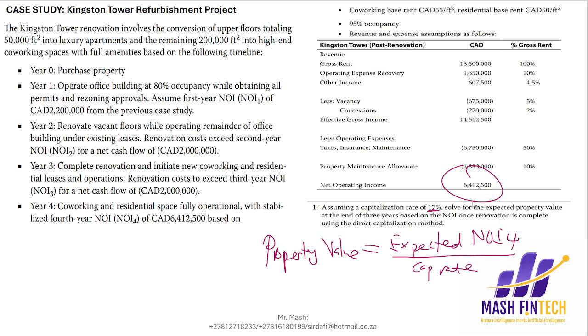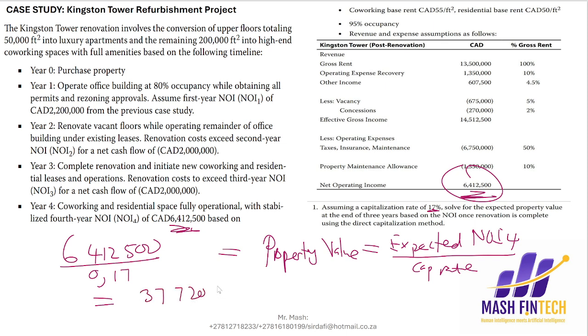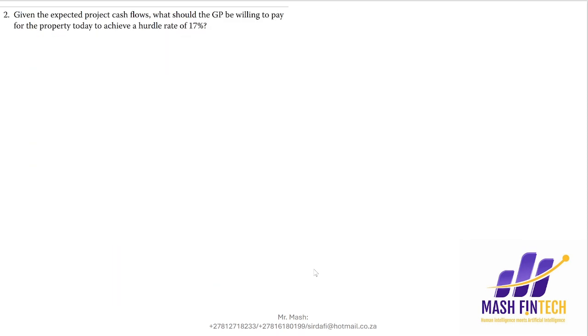Okay, and this is the net operating income for year 4. Then we calculate this. So this is going to be 6,412,500. We divide this by the cap rate, the cap rate 17%, 0.17. And hence the property value is going to be 37,720,588 Canadian dollars. That's as easy as ABC. I hope you managed. I really hope so. Let's go to the next one.